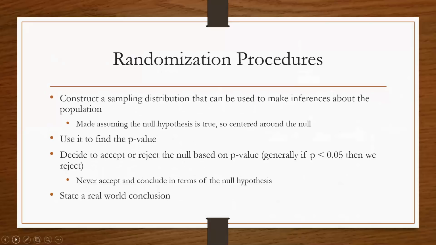All right, so randomization procedures. Basically, you want to construct a sampling distribution that can be used to make inferences about the population. It should be made assuming that the null hypothesis is true, so it's going to be centered around the null. You're then going to use that to find the p-value, and based on the p-value, generally if it's less than 0.05, you reject. If it is greater than 0.05, then you fail to reject.